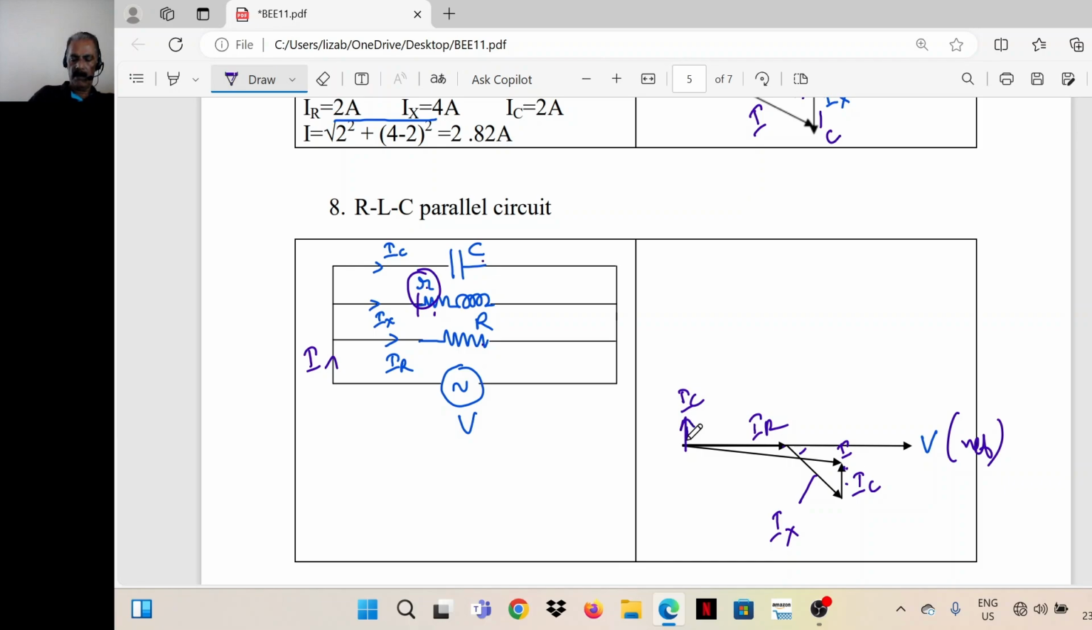So IC, we can mark it here also. I have brought it here. Add it. Current IX can be marked here also. This phasor should be equal, and I'm drawing it here. The magnitude should be equal and it should be parallel. These two lines should be parallel and the magnitude should be equal. So IR plus IX plus IC is equal to the total current I.